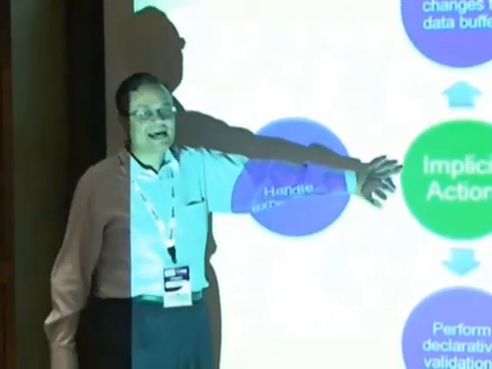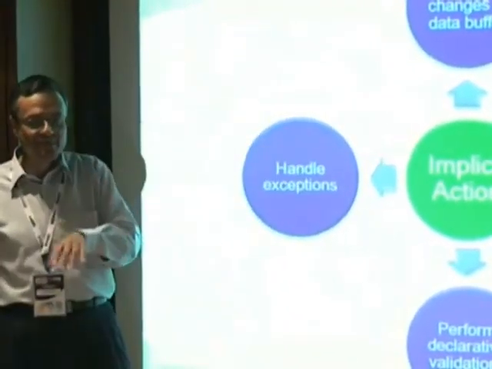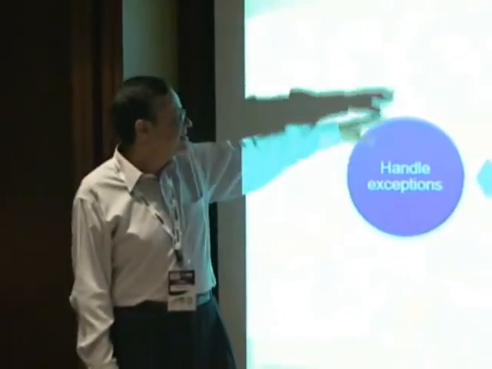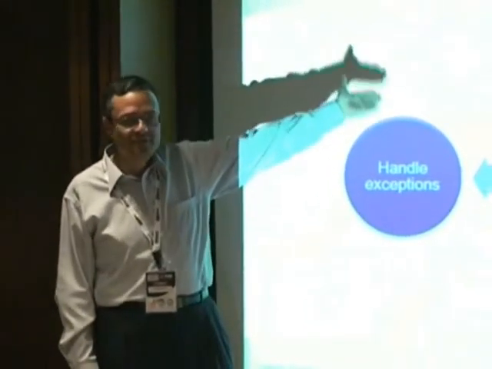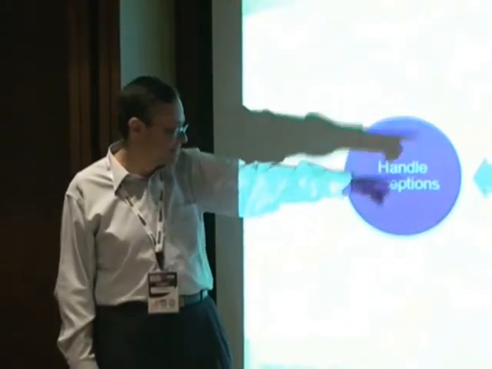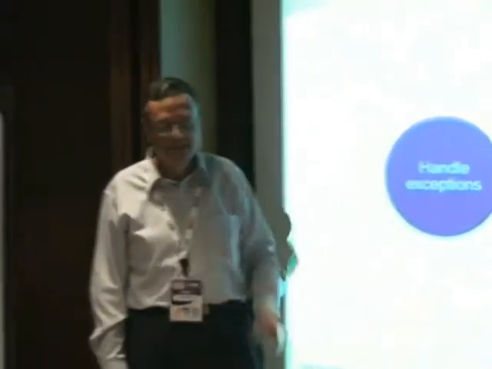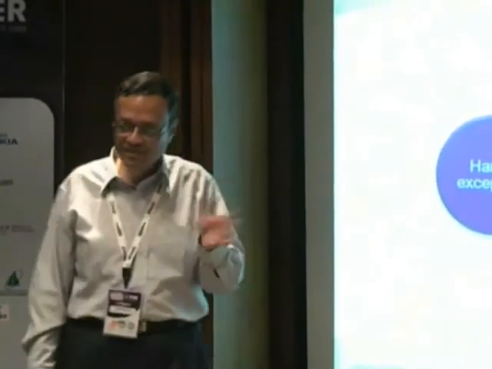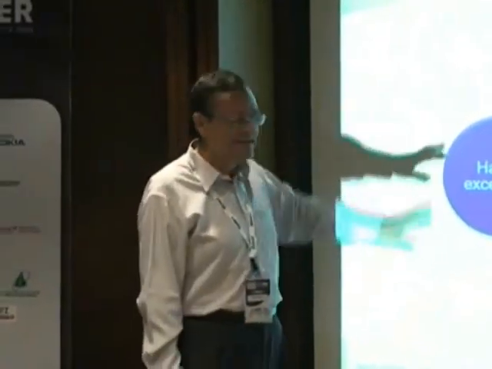There are a set of implicit actions which happen when the user enters something. One is the transfer of data from the HTML controls into the data buffer, checking of data type, and performing some declarative validation, like a range check. Such things can be done. And exception handling: if there is an exception, it will automatically be handled by showing a standard error message, an error box.